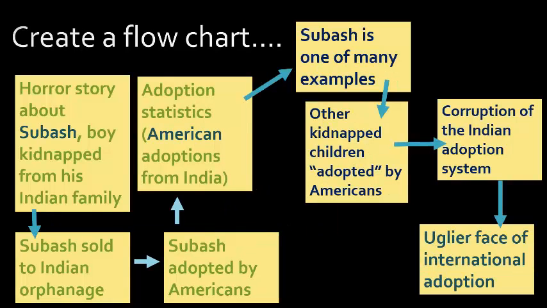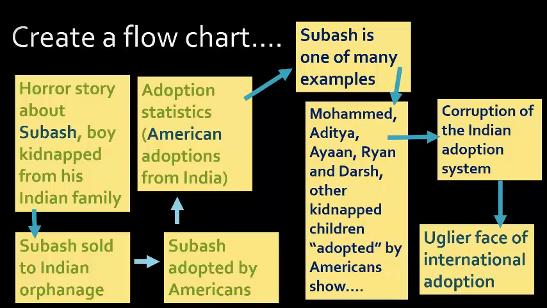So when we break this down, we have the horror story with all these sentences. He's sold to the Indian orphanage. He's adopted by Americans. We have the adoption statistics. We have one of many examples, other kidnapped children, corruption, and the uglier face of international adoption. At this point in blue, we have 4 big parts of our thesis statement that need to be proven.